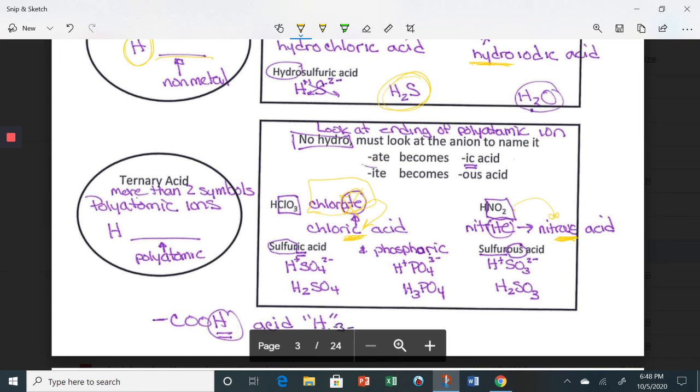So sulfuric acid is SO4 2 minus. Sulfurous is SO3 2 minus. And then you have to do crisscross to get your formula. Don't forget, everything has to add up to 0. H is always a positive 1 when it's the positive in the formula. On the bottom, we have a special little group here.